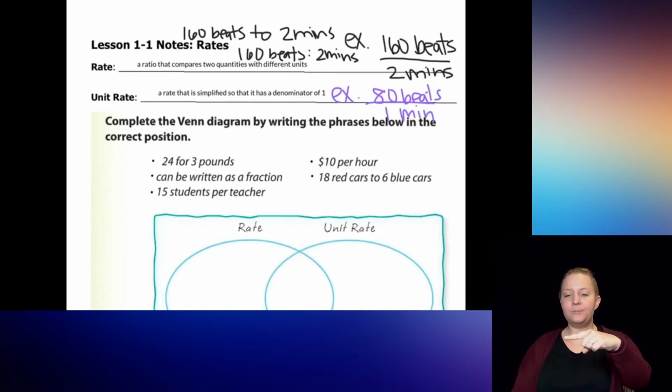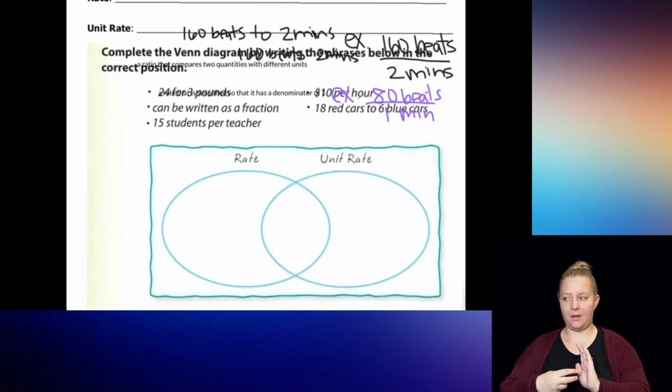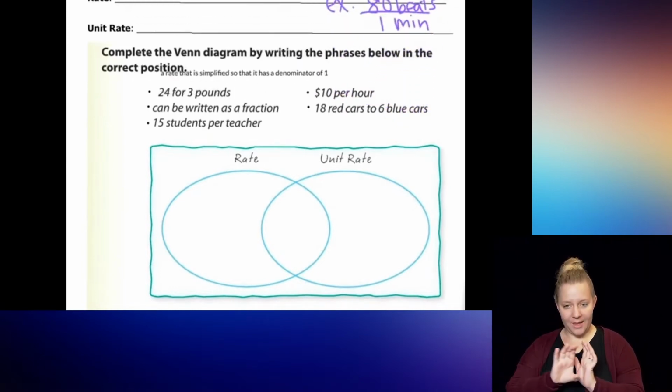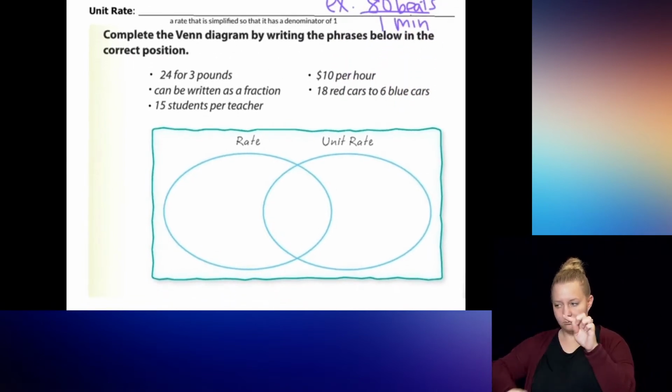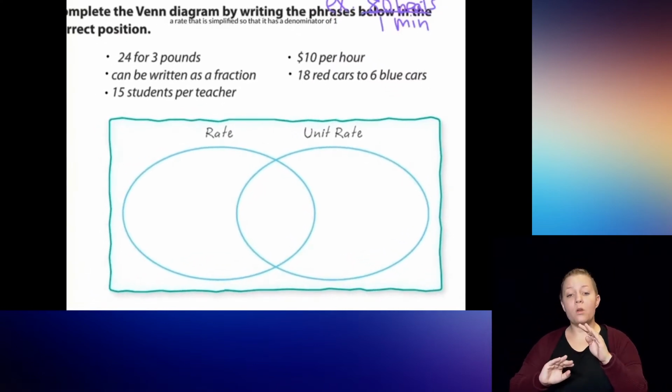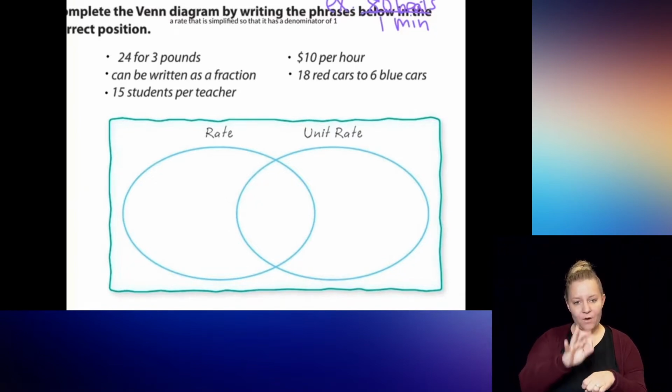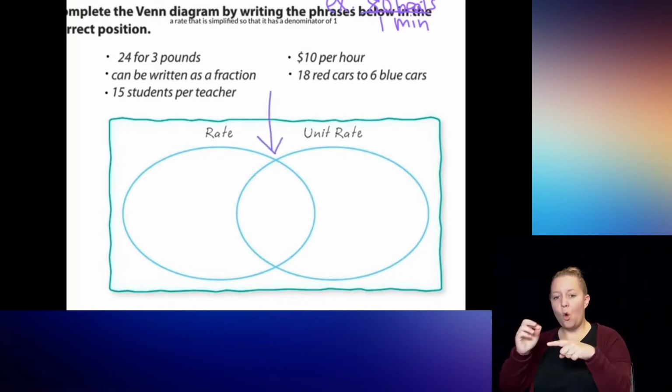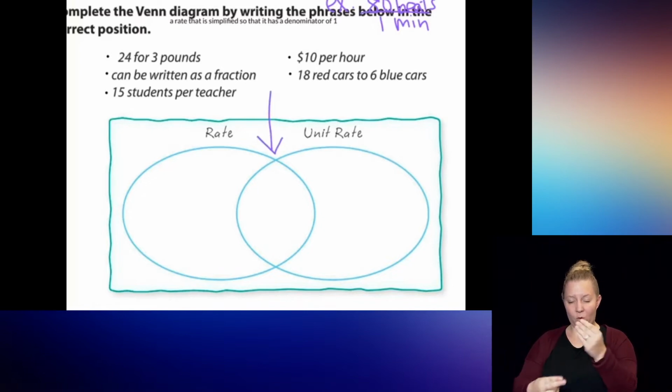Alrighty, so now using those two ideas, make sure that you have those vocabulary words defined, and then we're going to look at this Venn diagram down below. I'm going to complete this Venn diagram by writing the phrases below in the correct position. So for 24 for 3 pounds, it can be written as a fraction. I'm going to decide whether it needs to go under the rate circle, under the unit circle, or in between them, meaning it's part of both. So go ahead and pause and see if you can put these 5 phrases into the correct position. Go ahead and pause.